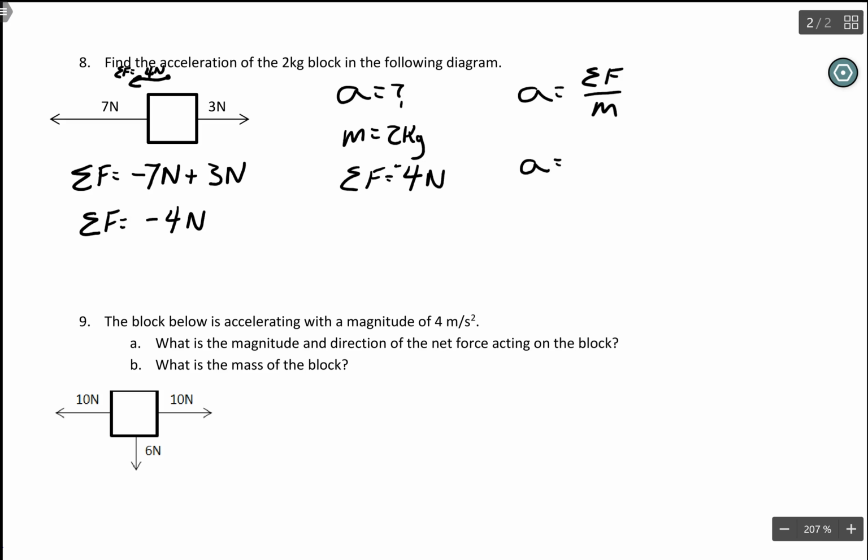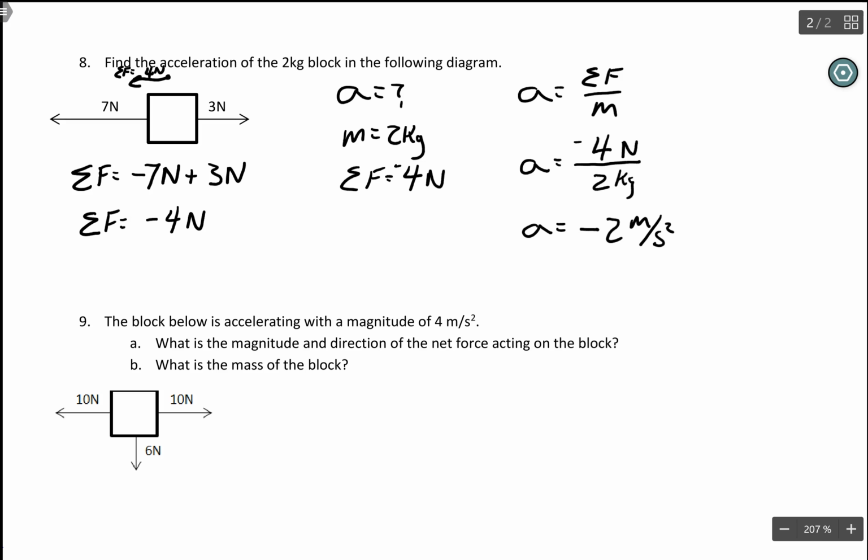So the acceleration is equal to 4 newtons to the left, so we make it negative, over 2 kilograms. So the acceleration is actually negative 2 meters per second squared. And again, the negative just means it's to the left.